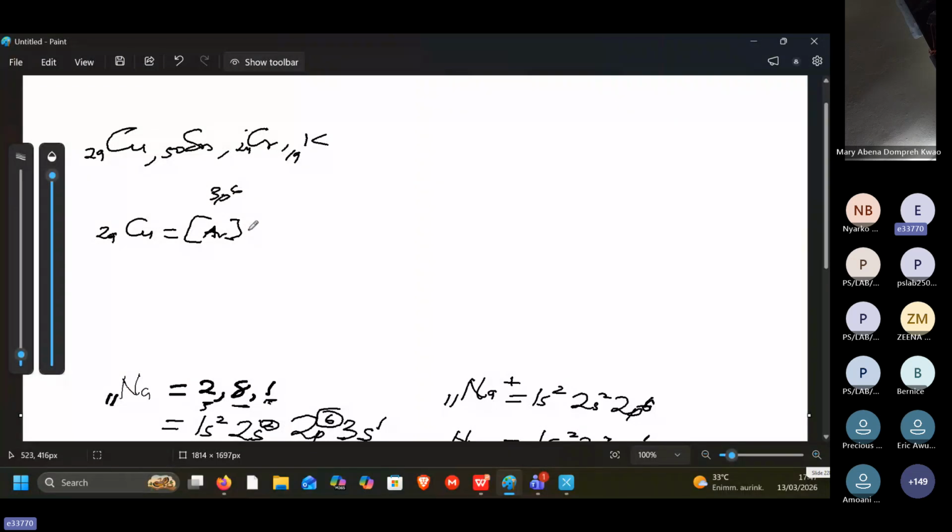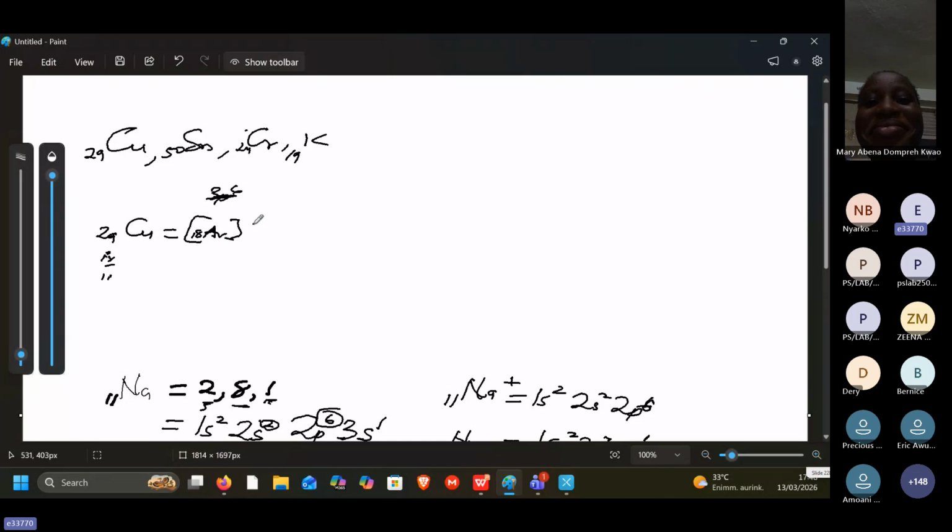So what continues? If I write argon, how many electrons have I used for argon? 18. So how many left? If I take 18 from 29, I'm left with 11, right? Yes. So a total of 11 to be distributed.